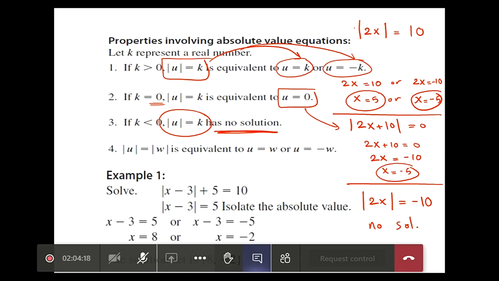What if you have a negative inside the absolute value? No problem.